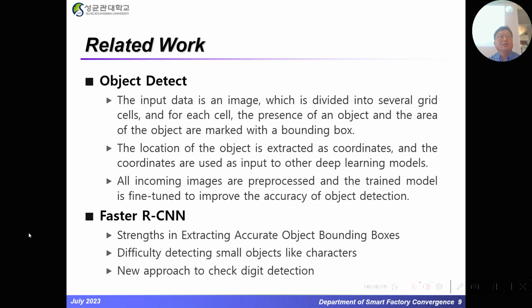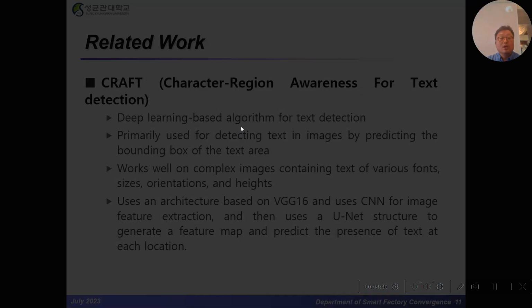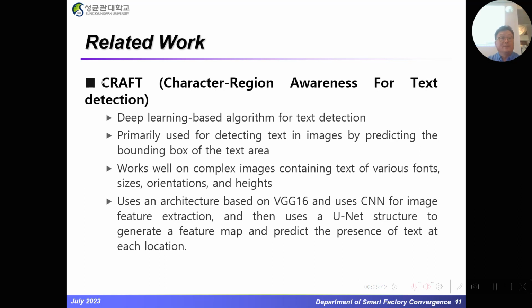We researched object detection methods. We studied the Fast R-CNN, which is strong at extracting accurate object bounding boxes. Next, we studied YOLO version 5, and also OCR technologies, optical character recognition. Next we studied CRAFT, a deep learning based algorithm for text detection. It is character region awareness for text detection.